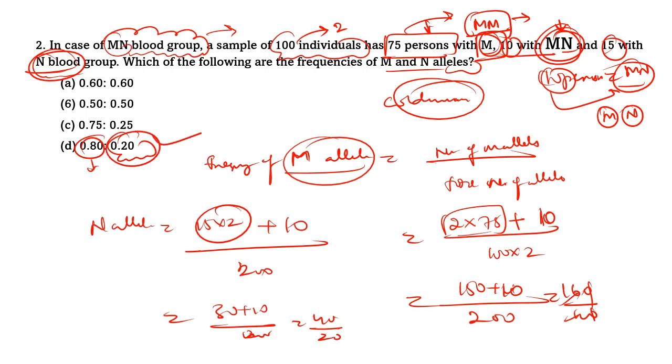I hope you understood the formula. To find out the frequency of one allele, you should just consider the number of specific alleles divided by the total number of alleles that are present in the population. So the number of specific alleles divided by the total number of alleles in a population will give you the frequency of a specific allele. I hope this is simple.